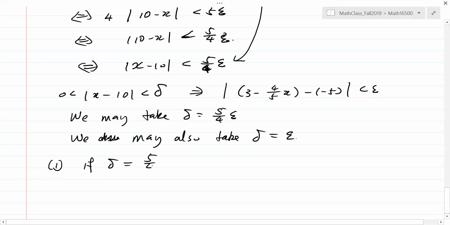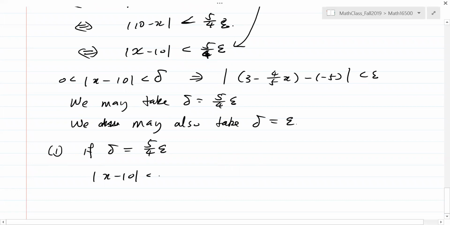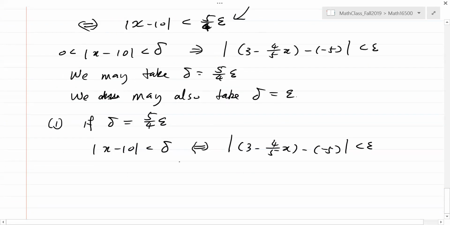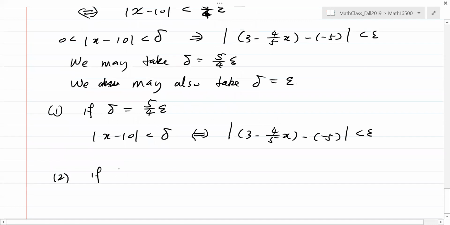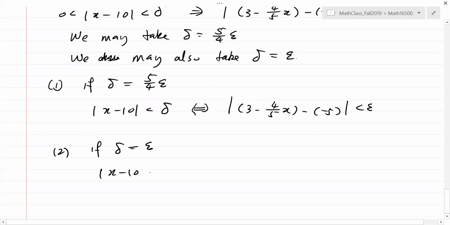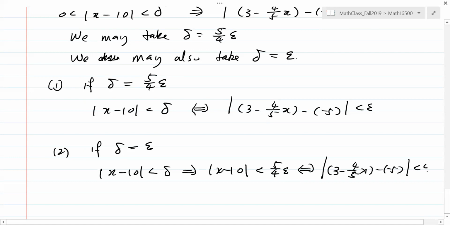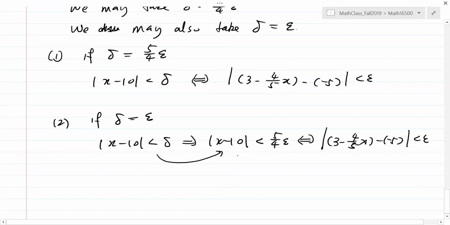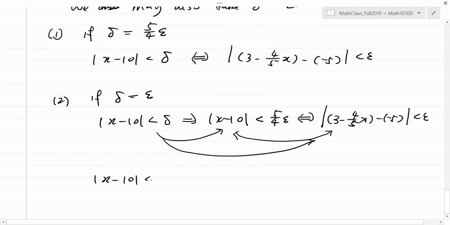If delta equals 5/4 epsilon, then this one is equivalent to that. We already proved that, right? Equivalent. Of course, the left one implies the right-hand one. But if delta is epsilon, then |x minus 10| less than delta implies, not equivalent, implies |x minus 10| less than 5/4 epsilon, because epsilon is less than 5/4 epsilon. So this implies that, of course, but conversely, it's not true.